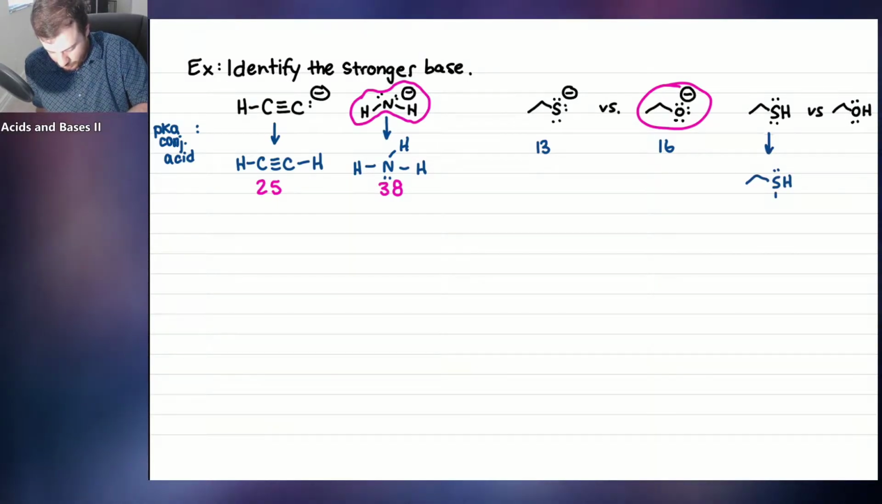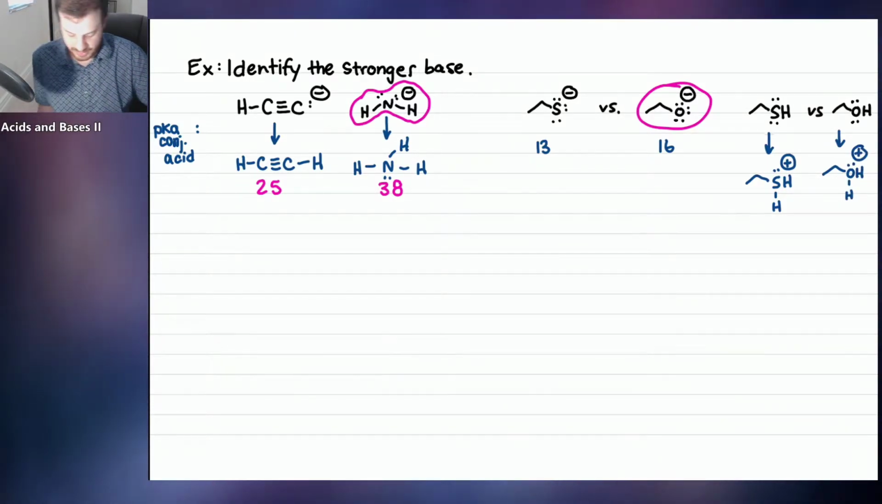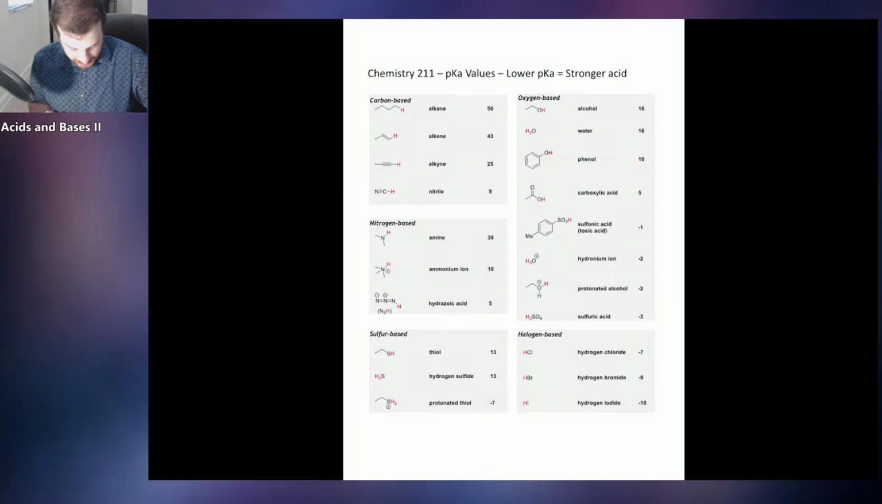SH, and then there's going to be another H added, and now we need to add a formal positive charge for that sulfur. And similarly, the oxygen is going to grab an extra H, formal positive charge for the oxygen there. Now we look at our pKa tables for these conjugate acids, and so we're looking not for thiol, but protonated thiol, and we see its pKa is -7.